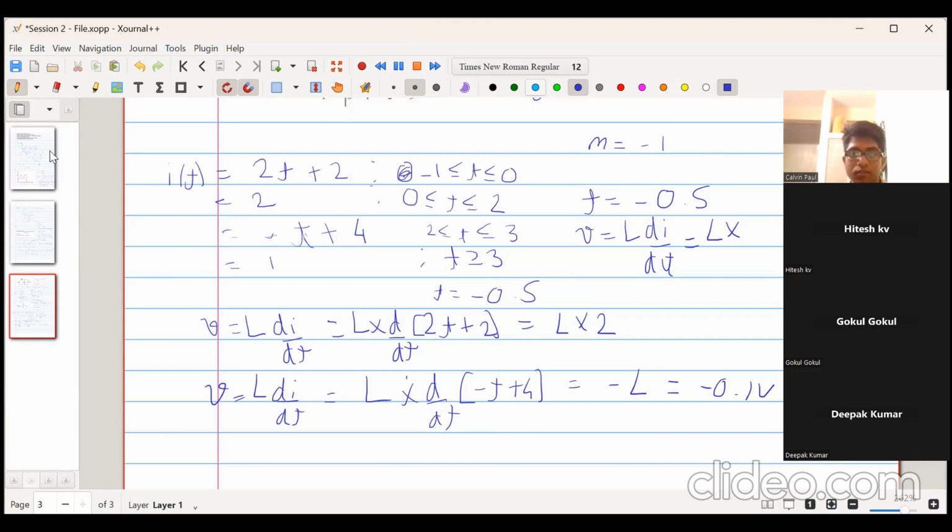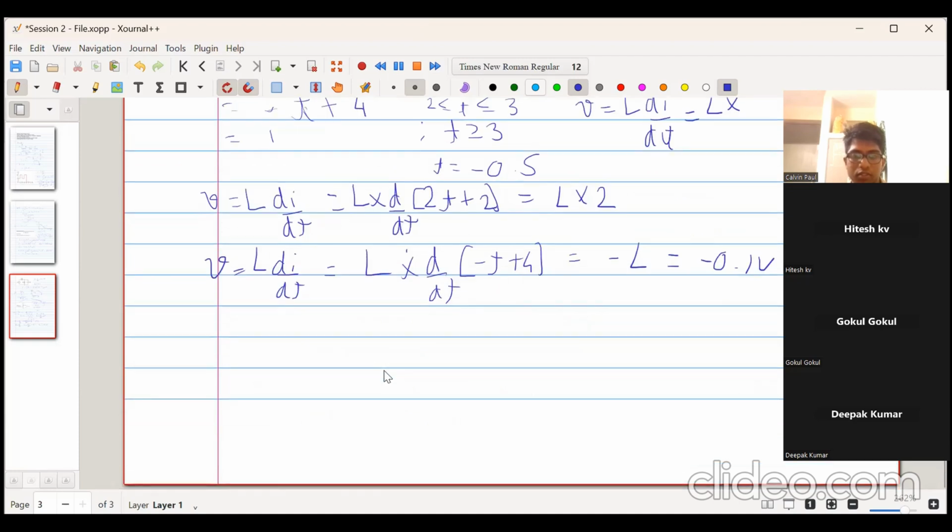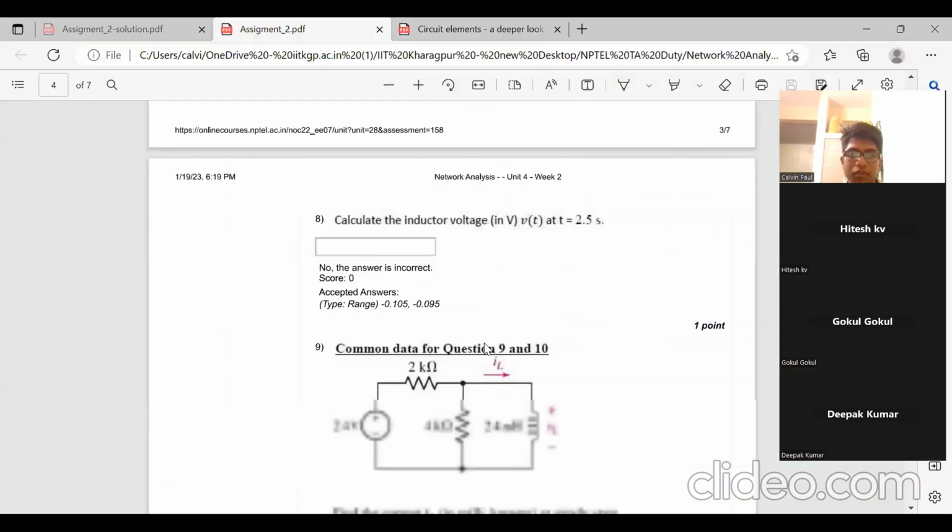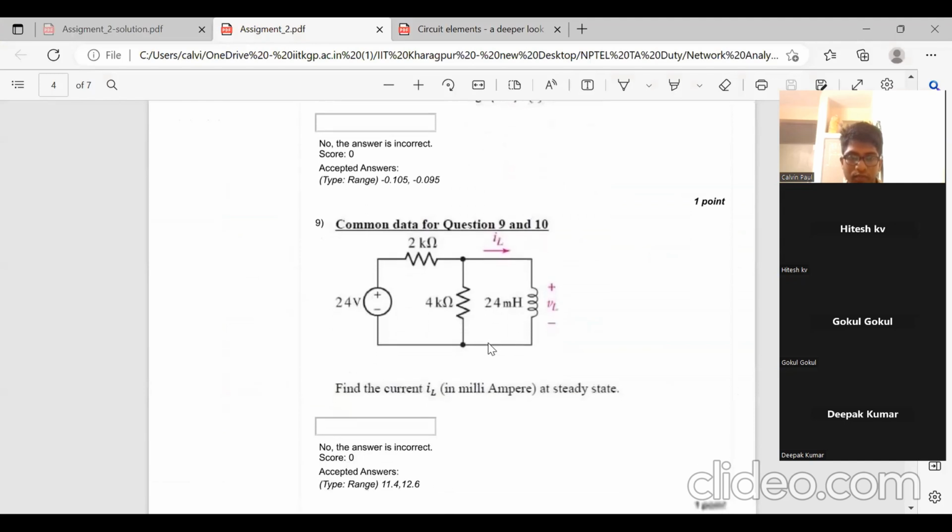Any doubts in this? No, sir. Okay. So it is just simple differentiation. So this is the point. Now we will proceed to this question. Let us take a screenshot. One minute.